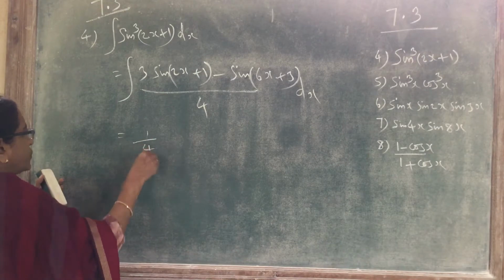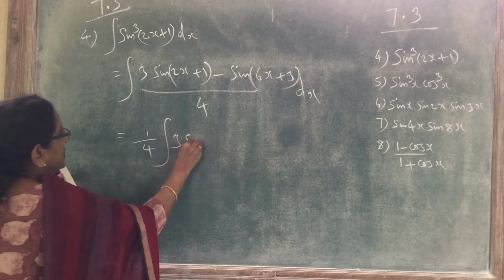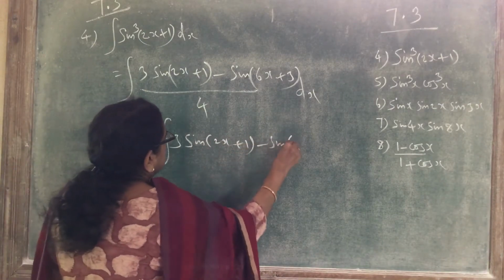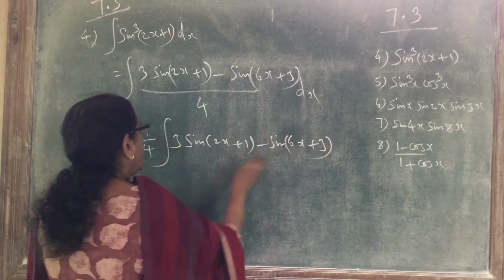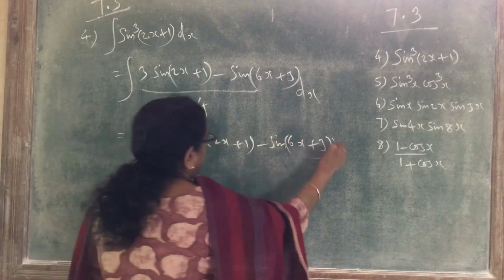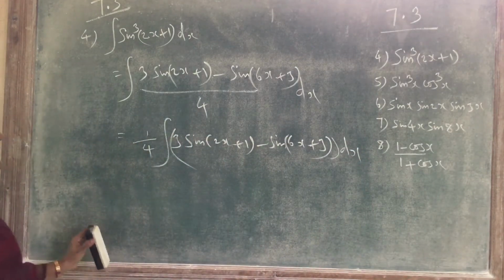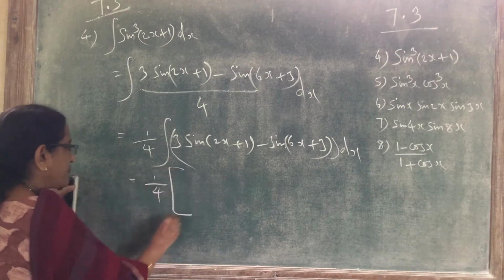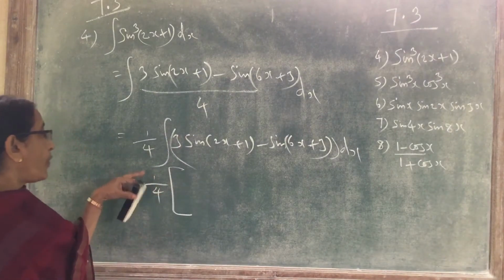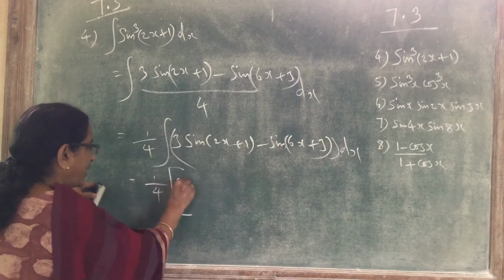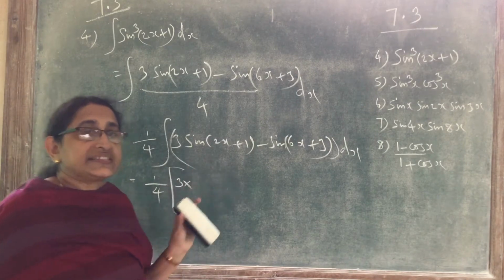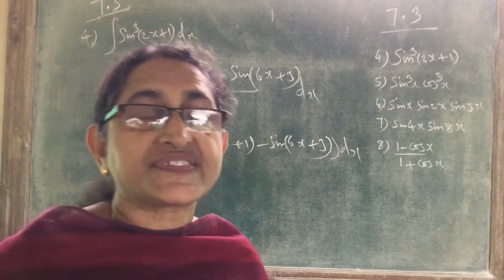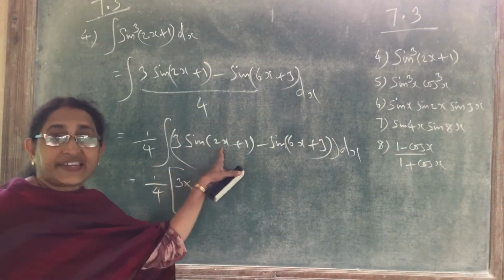So 1 by 4 into the integral of (3 sin (2x plus 1) minus sin (6x plus 3)) dx. Now we can find the integral term by term. 1 by 4 is common for all the terms. 1 by 4 into 3 into, what is the integral of sin (2x plus 1)? See, what is the integral of sin x? Minus cos x.